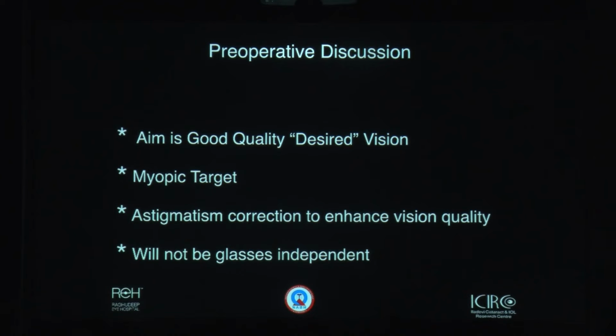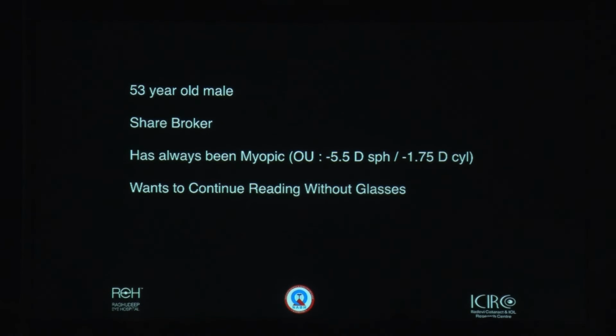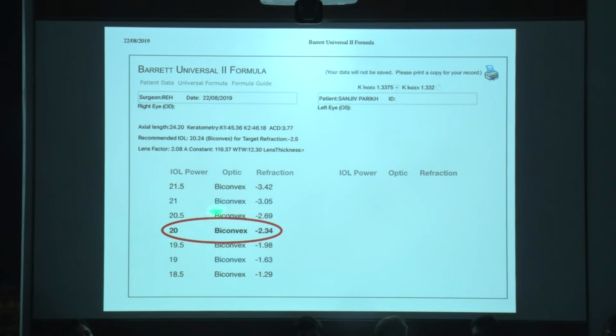Now, this is one last case I wanted to show. This is a 53-year-old share broker who has always been myopic, moderately myopic with some astigmatism, and he wants to continue his distance glasses and not wear reading glasses because that's how he's been used to. And we did a toric IOL calculation with a target myopic refraction. So the point is that there will be those occasional patients who are not ready to give up their unaided near vision and who don't want to, or who may not be suitable candidates for, a multifocal technology. So in these cases, you can definitely consider a toric IOL even with a myopic target.